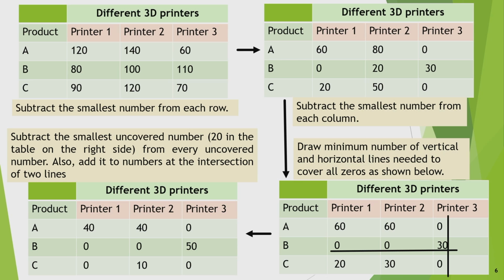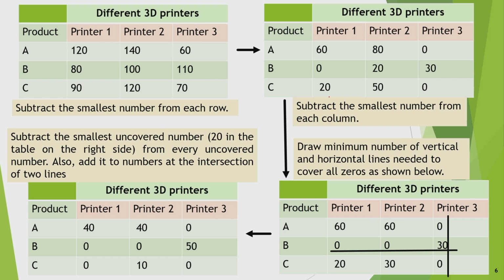Different 3D printers. So suppose this is given. Now what is the first step? Subtract the smallest number from each row. So you see that I have subtracted 60 from the first row. So I got this much. I subtracted 80 because that is the lowest number in that row. So you got 0, 20, 30.